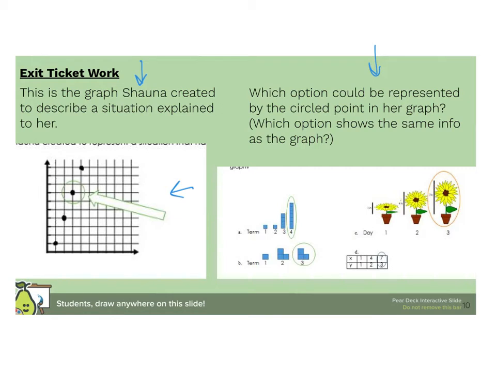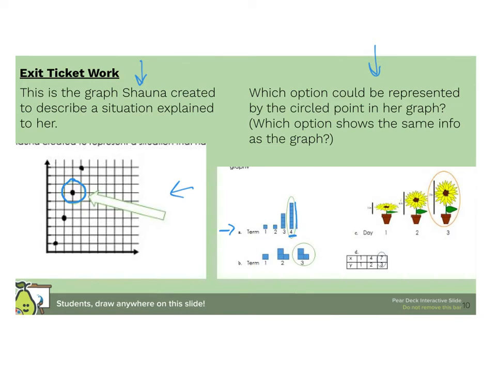Which option could be represented by the circled point on her graph, okay? So we've circled this point, and I want to know which option, A, B, C, or D, is giving me the same information as that point. So for option A, does the point that I circled mean that the 4 lines up with the 7, right?